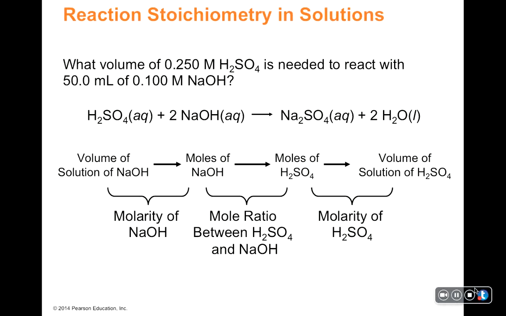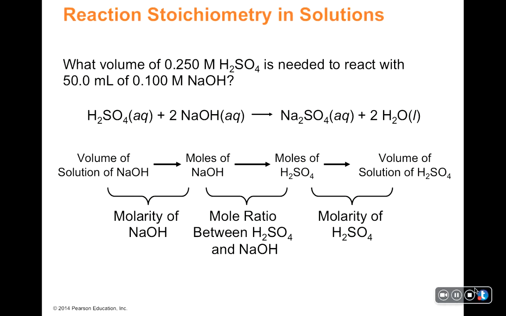So here's that type of problem. What volume of a 0.250 molar sulfuric acid solution is needed to react with 50 milliliters of a 0.1 molar sodium hydroxide solution? Again, as in all cases, you want to look at your equation and ask if it's balanced. I'm just giving you a little time to check that. So we see, yes, in fact, it's balanced, and we can move forward with solving the problem.